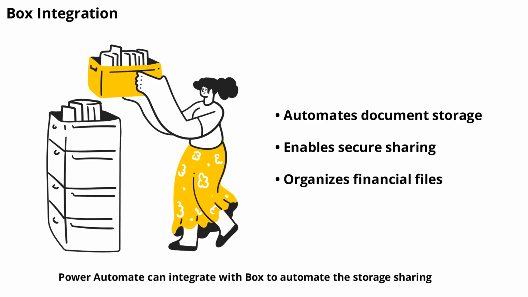Box is a cloud storage solution used by many organizations. Power Automate can integrate with Box to automate the storage, sharing, and management of financial documents. For example, when a new contract is signed, Power Automate can save it to Box and notify the finance team, ensuring secure and organized document handling.